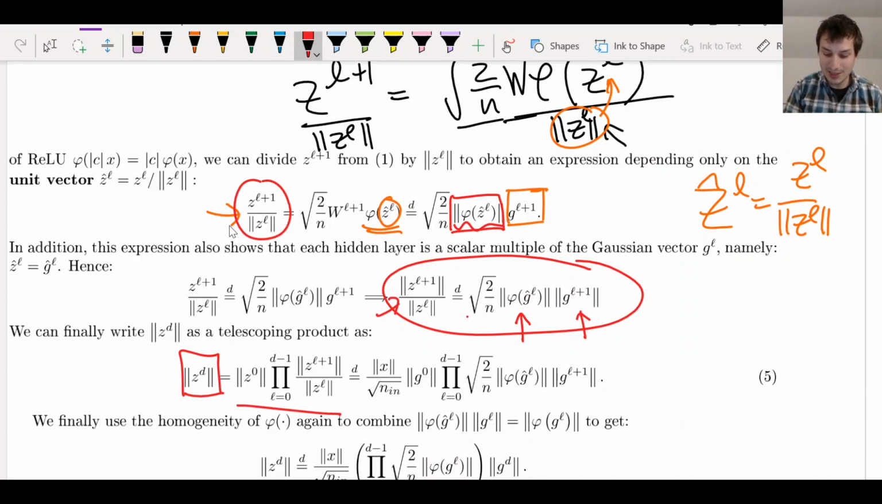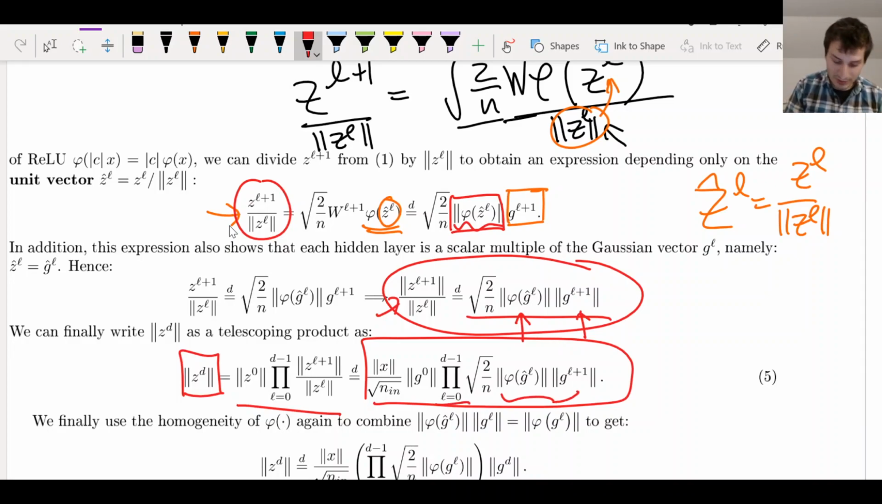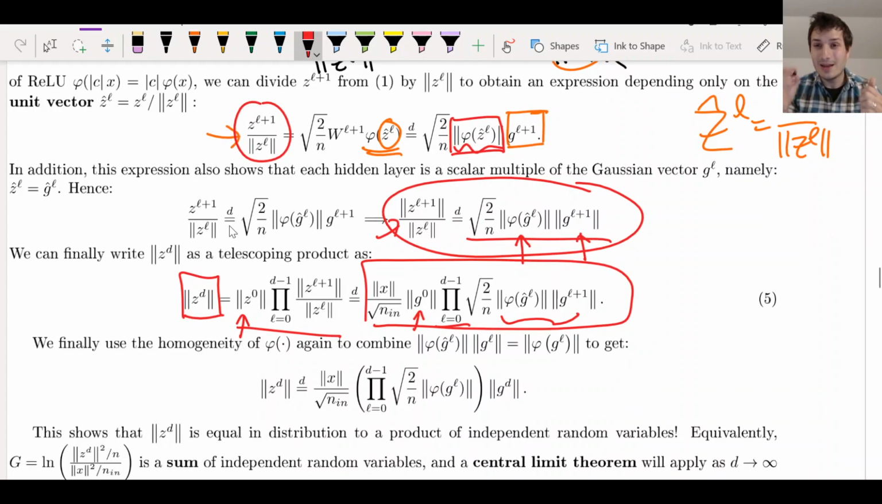And because each thing is a product of two things, we get a big product over here. There are two terms in each term of the product, and there are D layers, so there are D terms. There's also one term right at the beginning, and that's coming from Z0. The key fact that I'm using now is that if ZD is a product of D things, then we take the log, and we get a sum of D things. And this is why the central limit theorem is going to work.